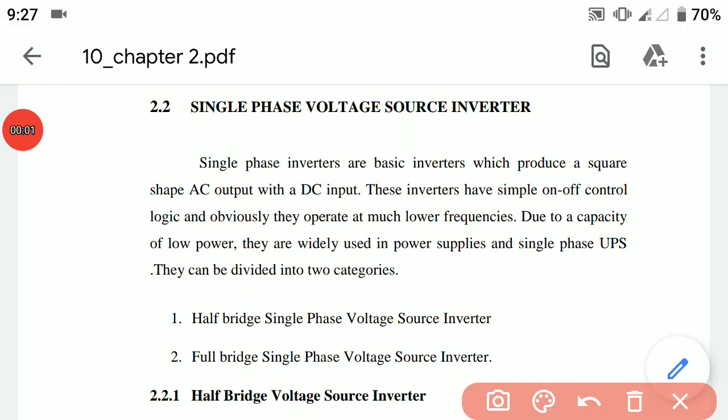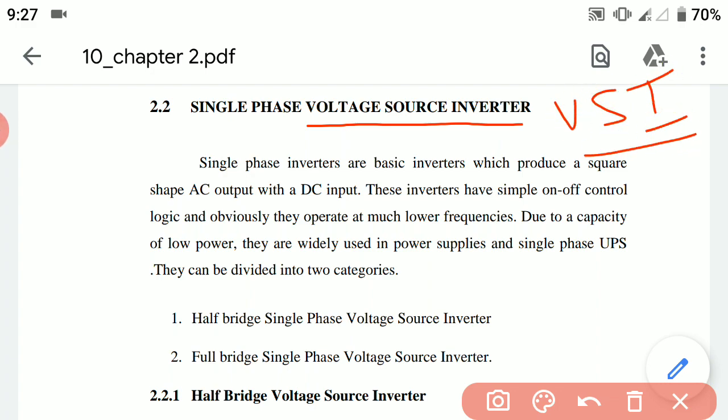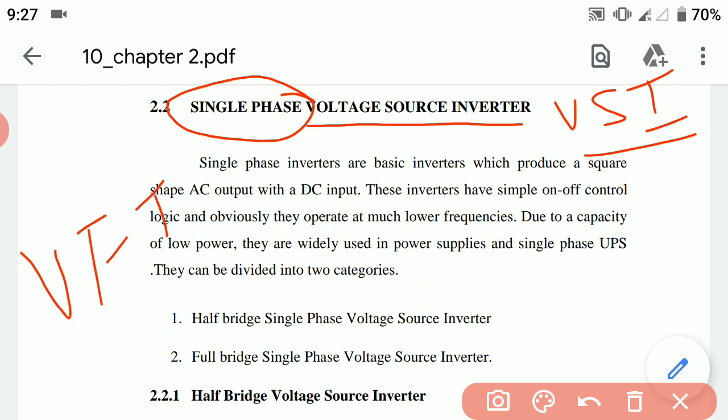Hello, today we will discuss voltage source inverters, that is VSI. In the previous lecture we discussed the current source inverters. Voltage source inverters can be single phase or three phase. Here we are discussing single phase voltage source inverters. Voltage source inverters are also known as voltage fed inverters.